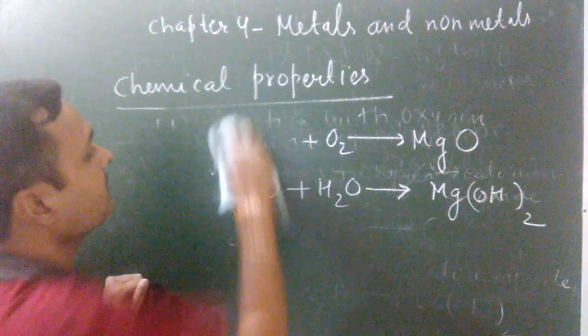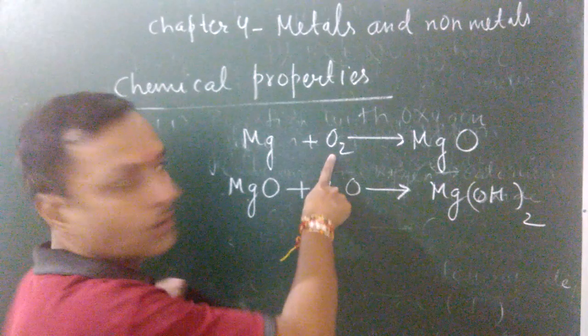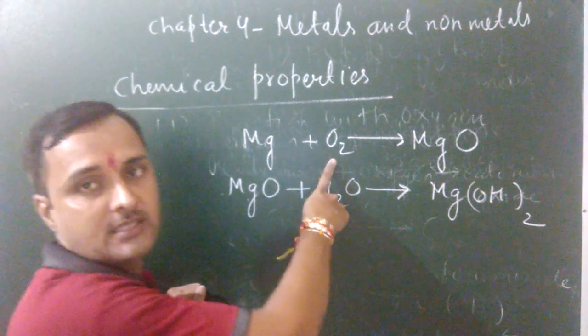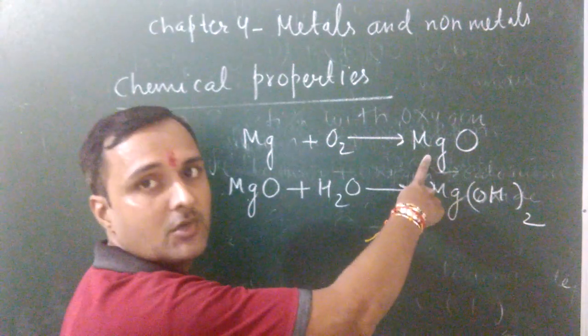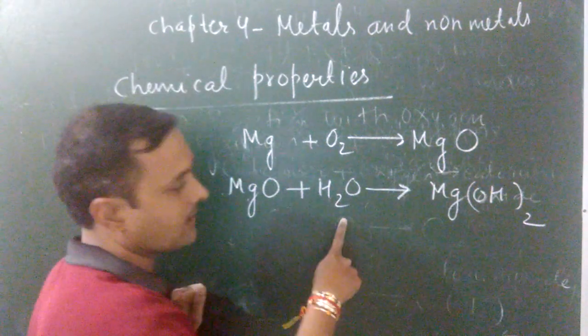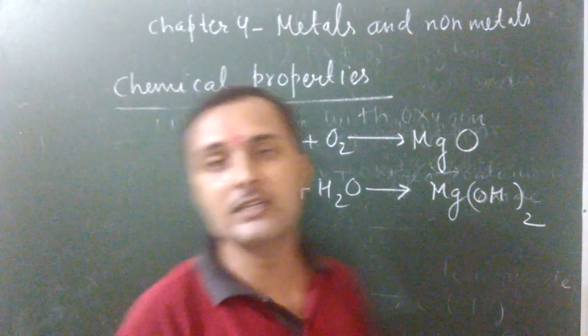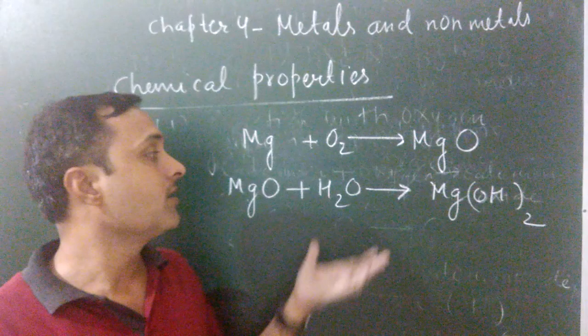Reaction with the third metal, that is magnesium. Mg plus O2, that means magnesium plus oxygen, formation of magnesium oxide. When this magnesium oxide combines with water, it gives magnesium hydroxide, that means a base. So this is the reaction of metal with oxygen.